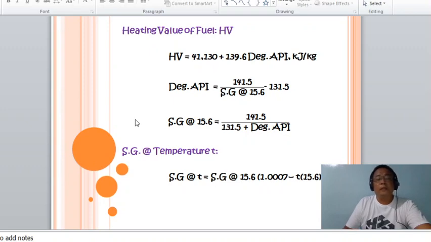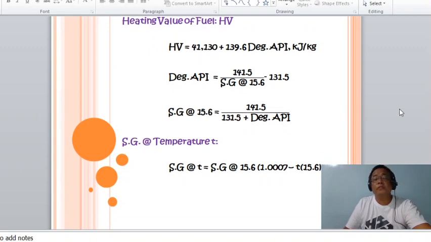And the specific gravity at temperature T is equal to the specific gravity at 15.6 multiplied by 1.0007 minus T times 15.6. Okay?